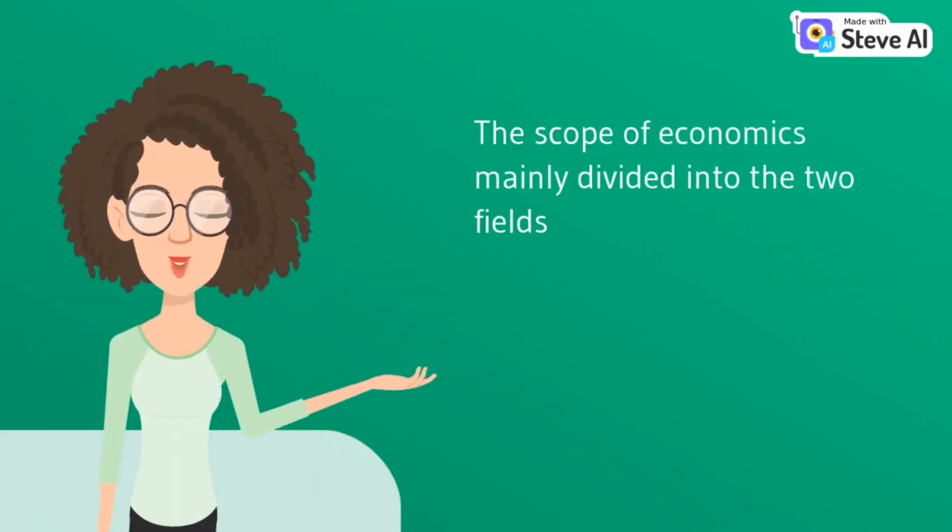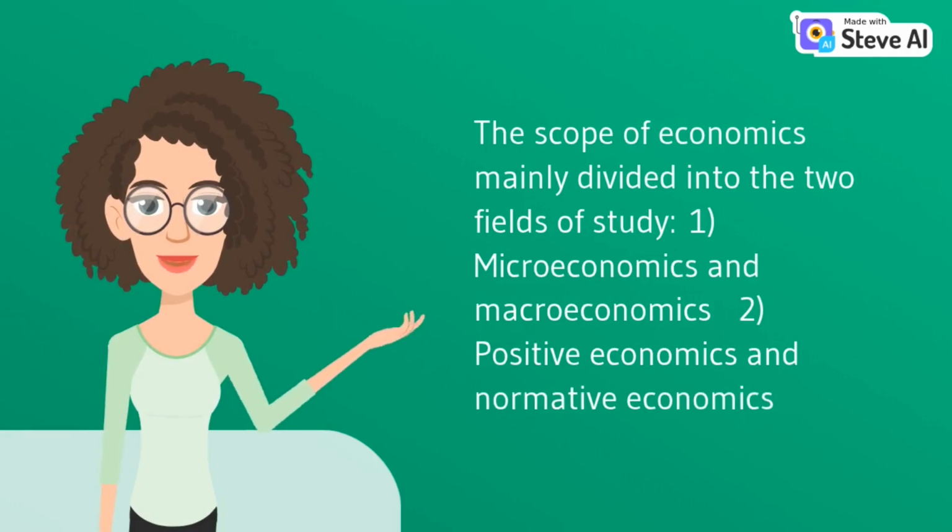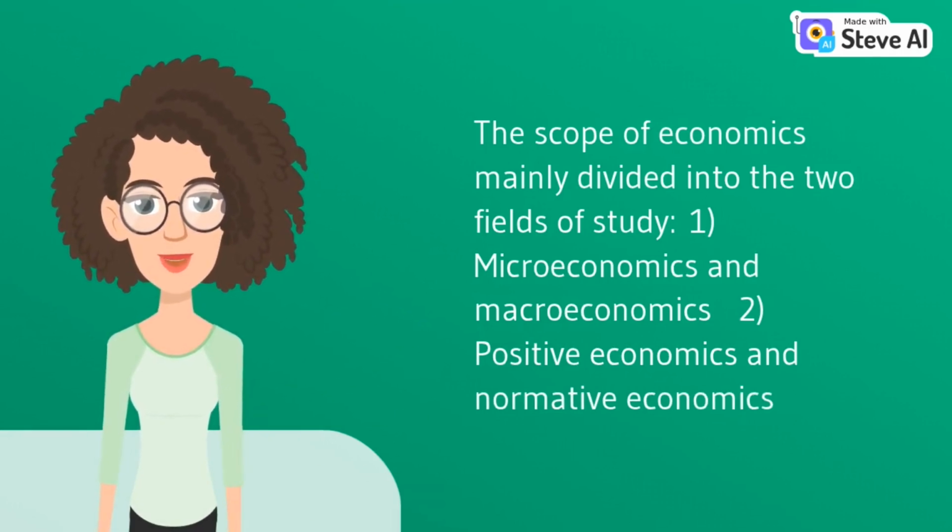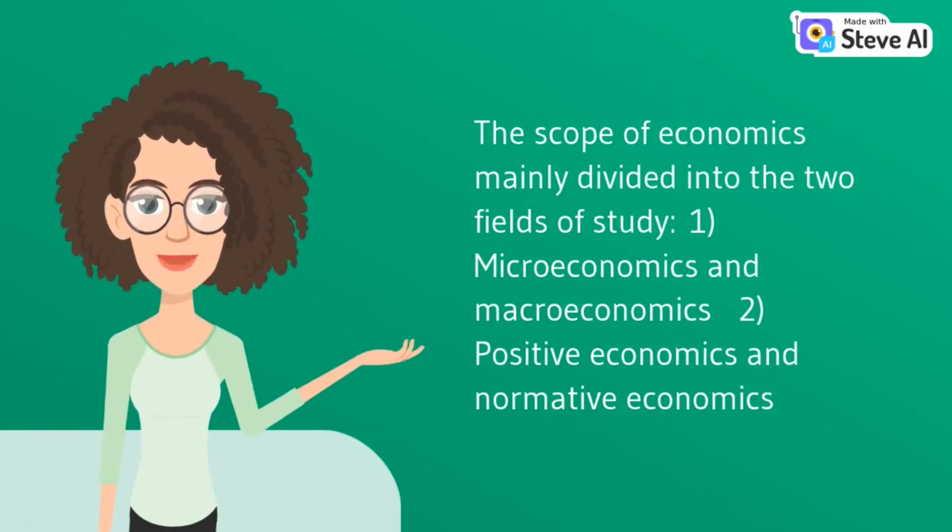The scope of economics is mainly divided into two fields of study. 1. Microeconomics and macroeconomics. 2. Positive economics and normative economics.